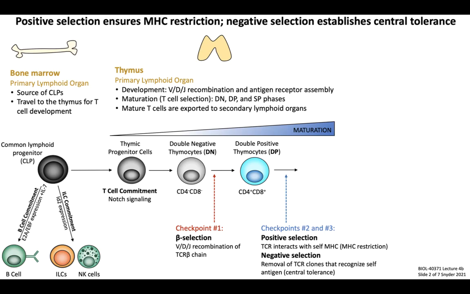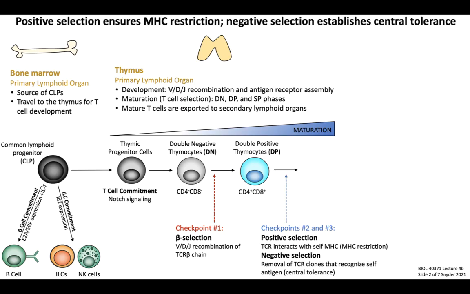However, this TCR isn't automatically allowed to be carried through as a fully mature T cell clone. It must first pass a rigorous set of 2 checkpoints that correspond with the 2 criteria of functional T cells that we outlined in the first slide of this lecture. The first of these checkpoints is positive selection, which tests whether the TCR can recognize self-MHC to ensure the MHC restriction, which we discussed during week 3's lectures on antigen presentation.